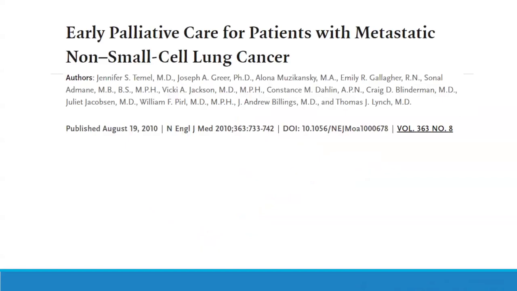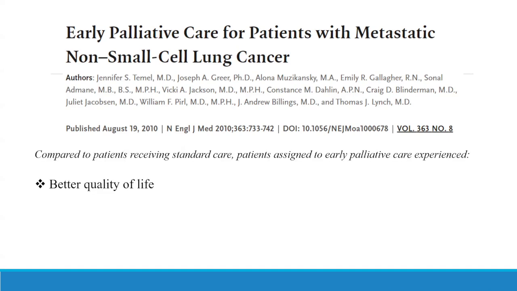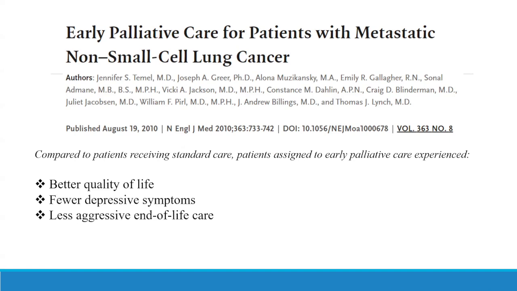If you do palliative care, you know this trial. This was a landmark trial out of the New England Journal of Medicine in 2010, looking at non-small cell lung cancer patients who were randomized to early integrative palliative care versus standard care. And if you recall, those patients who had early palliative care had better quality of life and fewer depressive symptoms. They had fewer ICU admissions at the end of life, and the big take home was that there was a survival benefit for those patients getting palliative care.